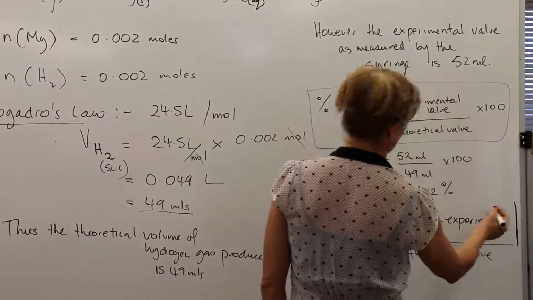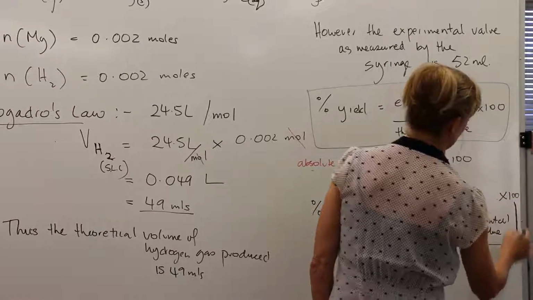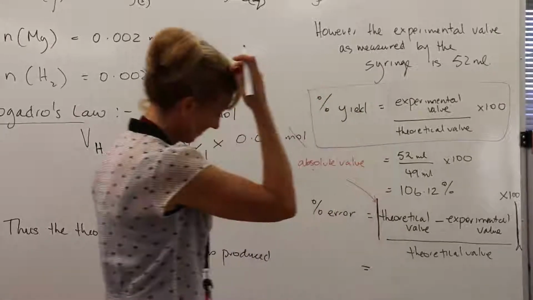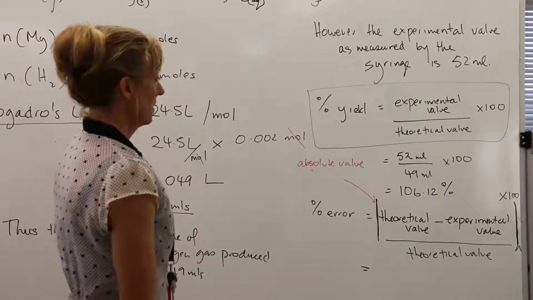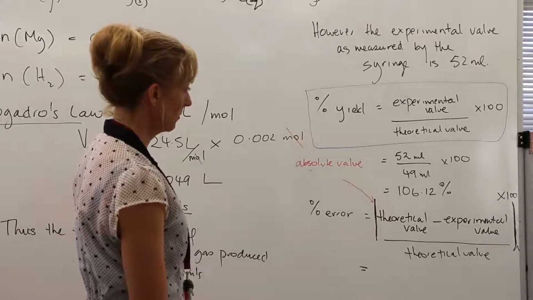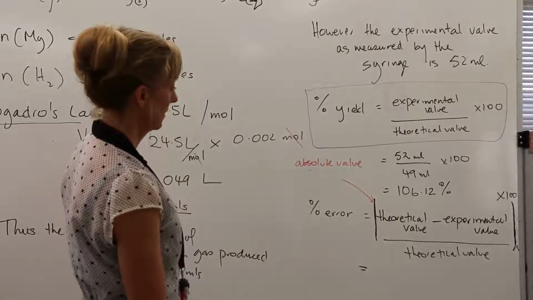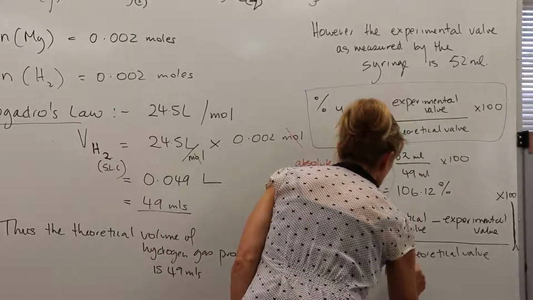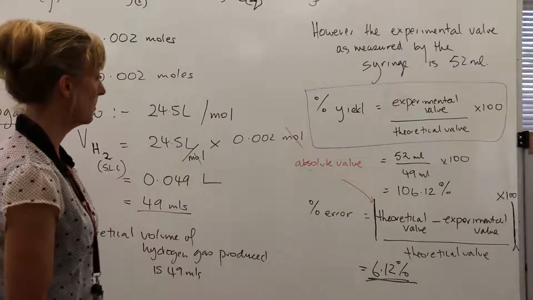times 100. I'm sorry, I've run out of room. Multiplied by 100. That goes in there. And if you do that, tell me what you get. So it'd be 49 minus 52 over 49. No, the theoretical value is 49. 6.12. 6.12% error. That tells you how much error, which is normally what you want to know in your experiment.